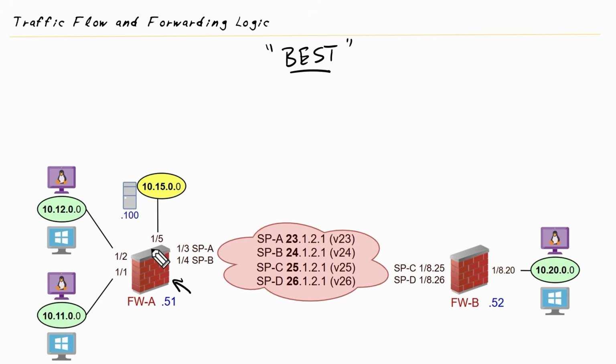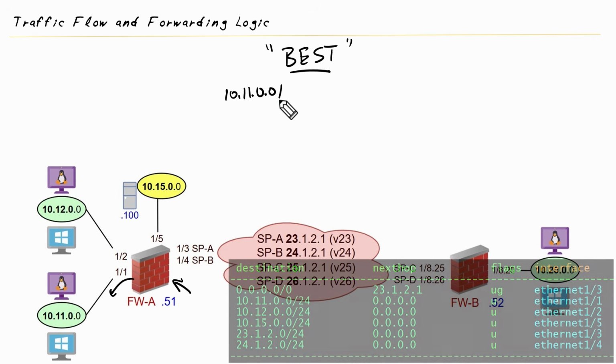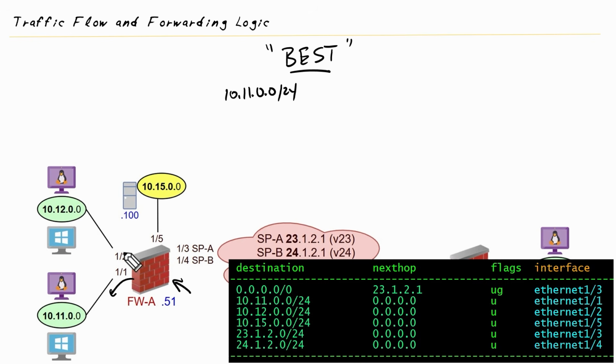Let's take this routing table here on firewall A. It has a directly connected network for 10.11 with a 24 mask. It is directly connected to this network here, 10.12.0. So that's in the routing table because it's directly connected. It's got the DMZ of 10.15.0.0. That's in the routing table, and it's there because we configured an interface with an IP address, for example, 10.15.0.51 with the 24-bit mask. As a result, it believes it's on the 10.15.0 network because of how we configured the interface.